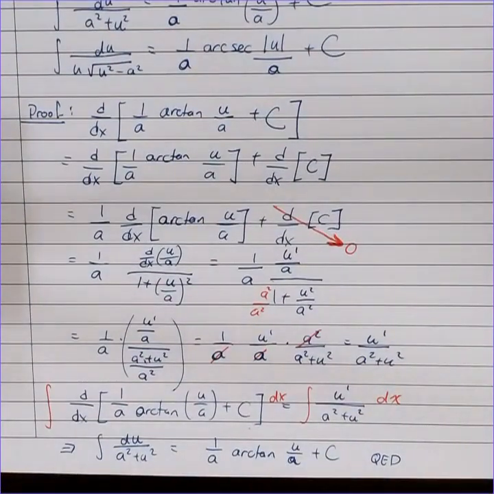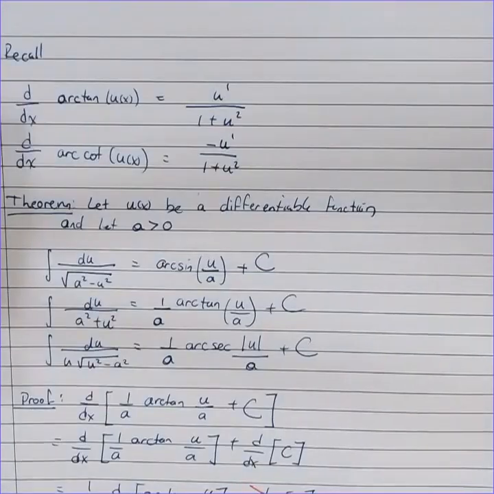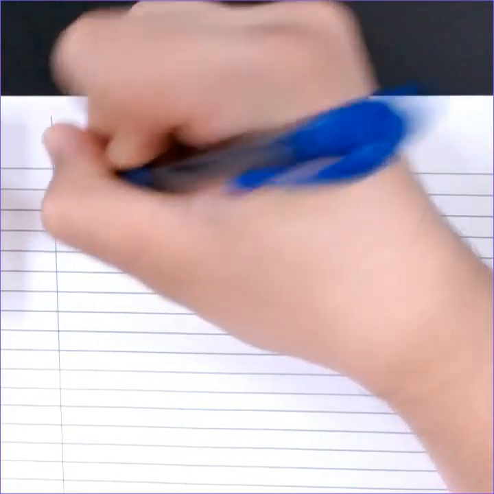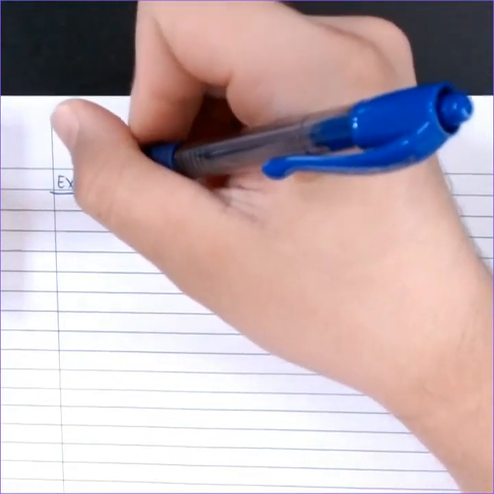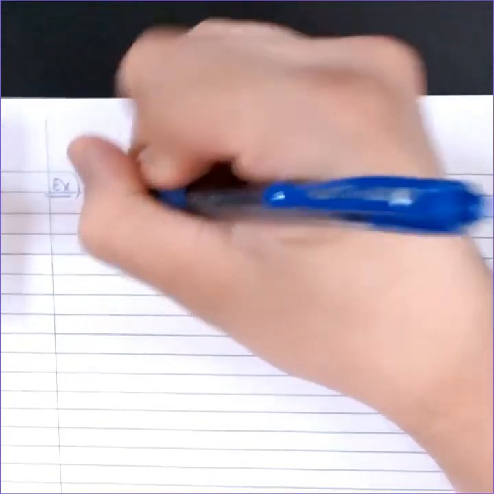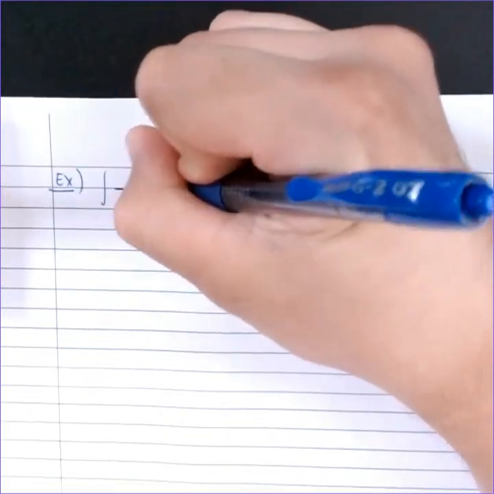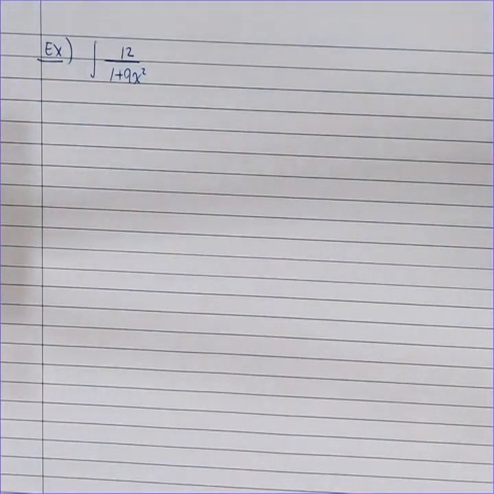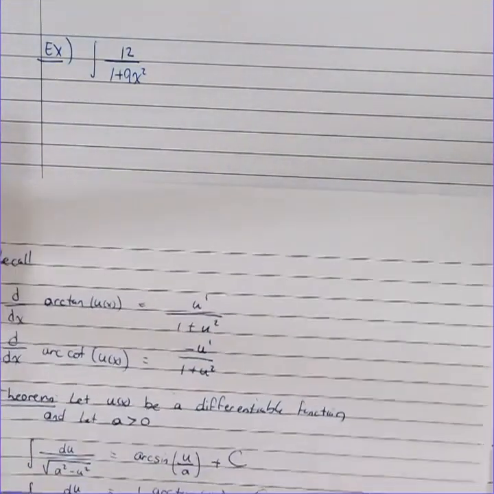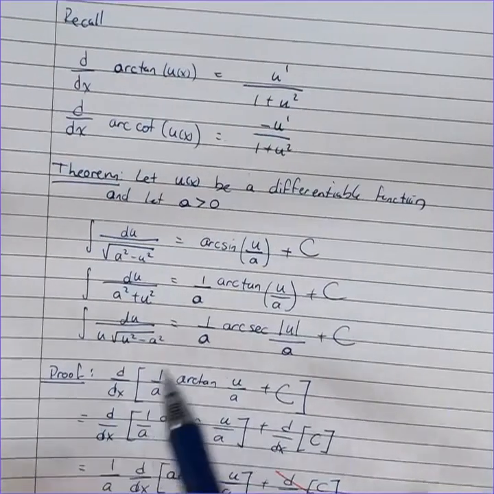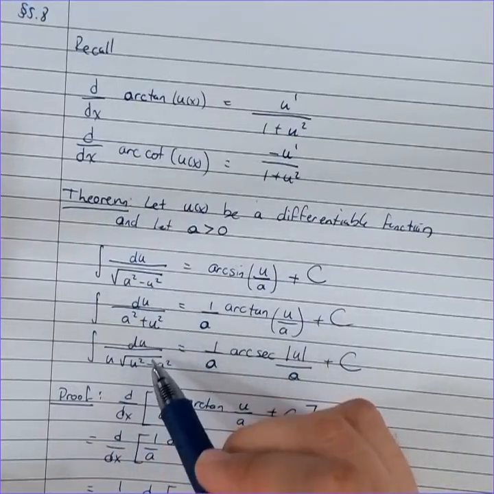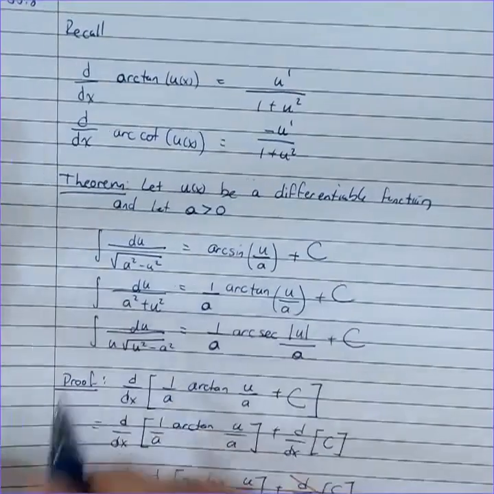So let's take a look now at some examples of using these. All right, so for our first example, we're going to integrate 12 over 1 plus 9x squared. Okay? All right. A big part of integrating is pattern recognition. What does that look like? Well, it looks most like this one, because this is the only one that doesn't have a square root anywhere in the integrand. So I think it's going to be this one.